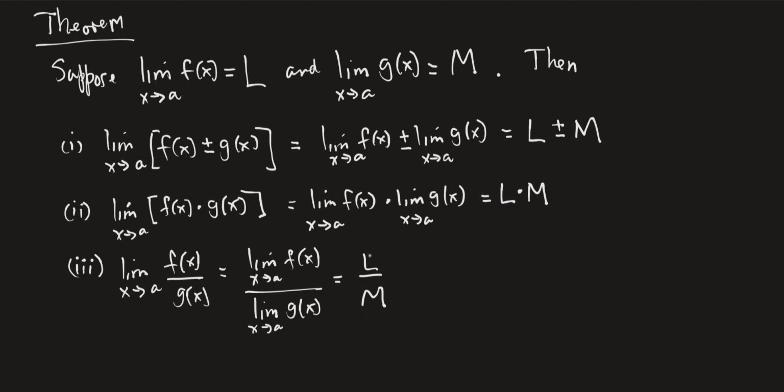So to call this a property, we have to say that this is true provided what's in the denominator is not zero. So provided M is not equal to zero. So these three properties are really useful, because when you think of how more complicated functions are built, a lot of them are built in terms of these arithmetic operations, the addition, subtraction, multiplication, and division.